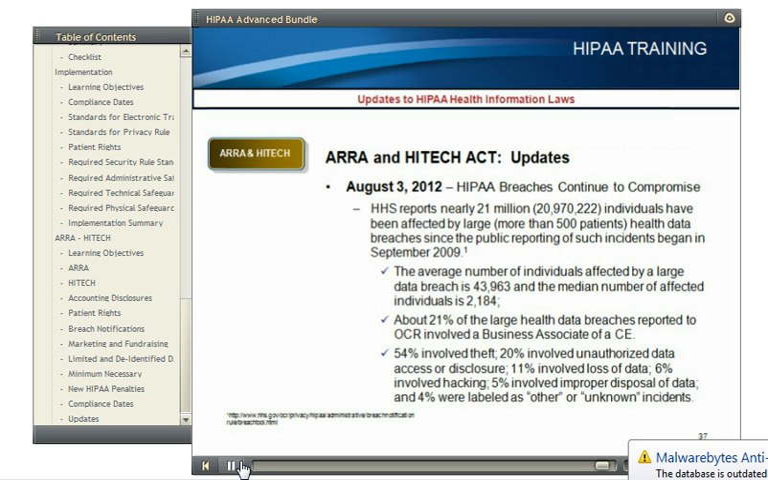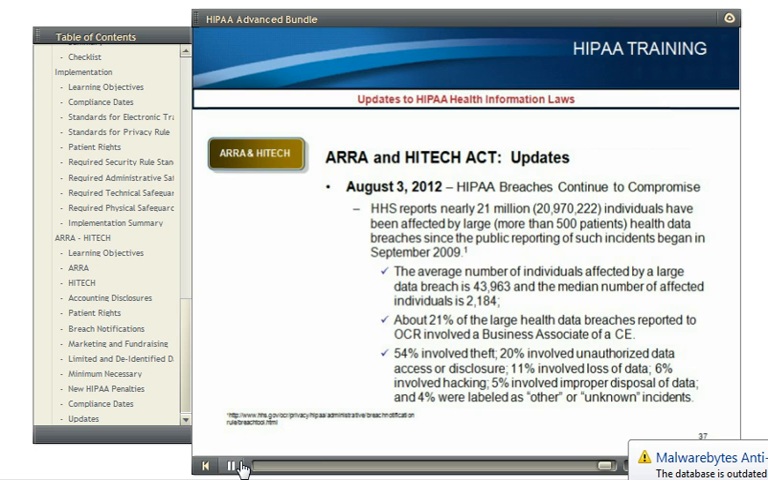August 3, 2012. HIPAA breaches continue to compromise. HHS reports nearly 20,970,222 individuals have been affected by large, more than 500 patients, health data breaches since the public reporting of such incidents began in September 2009. The average number of individuals affected by a large data breach is 43,963, and the median number of affected individuals is 2,184.